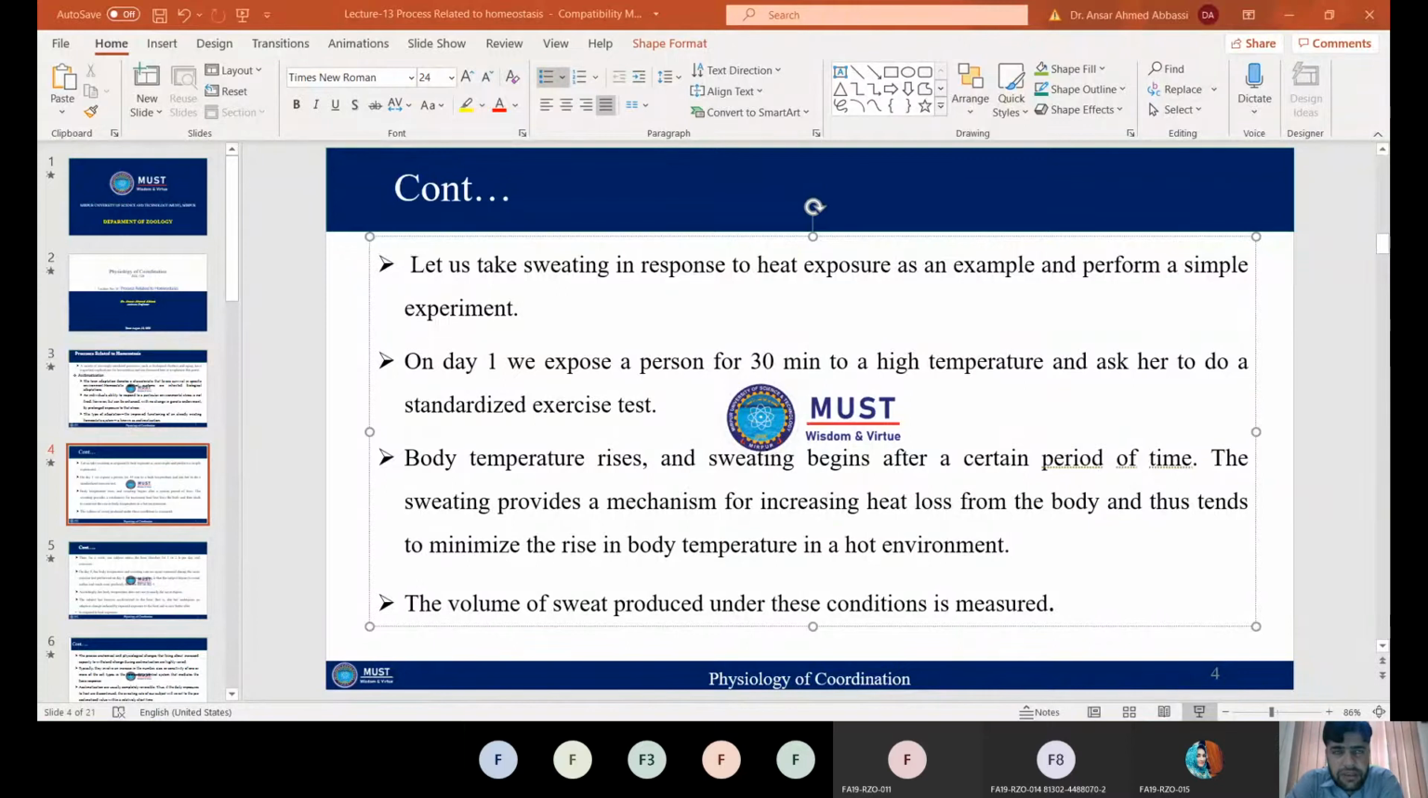So acclimatization, most of the time, is reversible. If daily exposure to the heat is discontinued, the sweating rate of our subject will revert. It will go back to the pre-acclimatized condition within a relatively short time. So it means most of the acclimatization processes are completely reversible. I mean, they can go back to the pre-acclimatization stage.